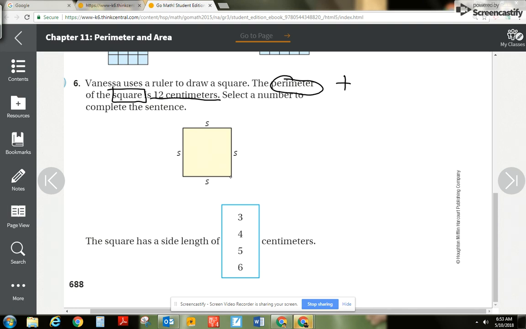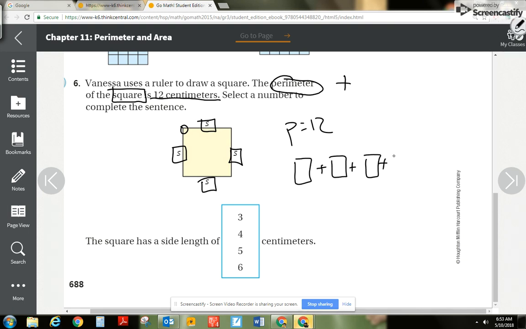So we have to find the perimeter, but the perimeter is 12, and we have to figure out what each side is. Each side is going to be the same. So for a problem like this, our equation is blank plus blank plus blank plus blank, because there's four sides, equals 12. So this gives us some options to plug in. So let's do a little test here. The square has a side length of 3 centimeters.